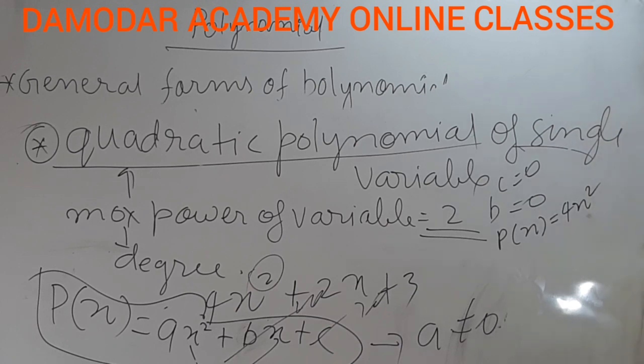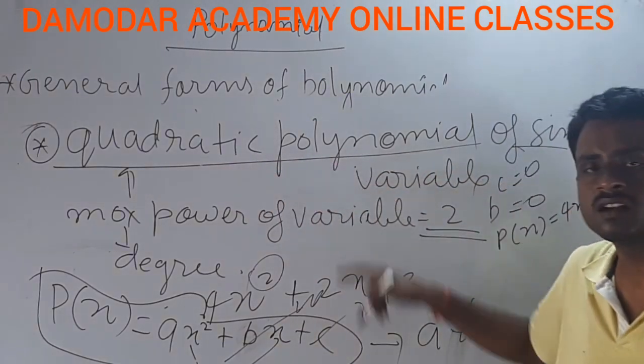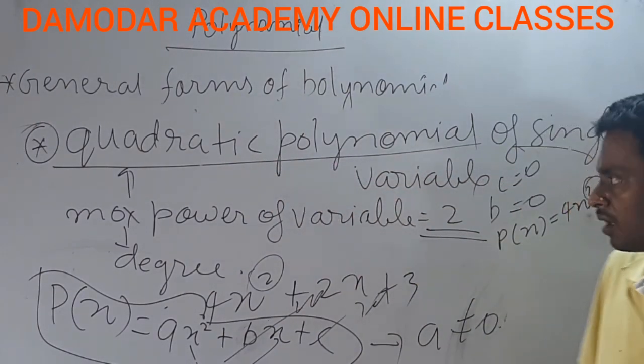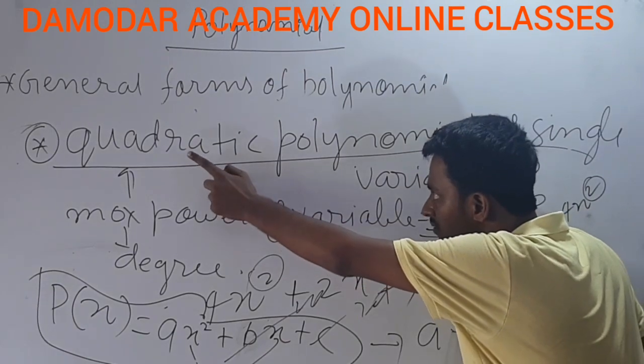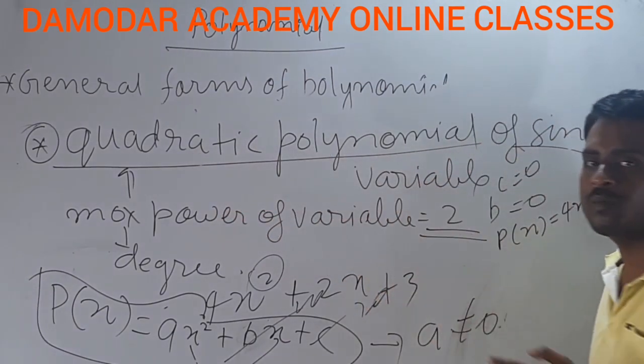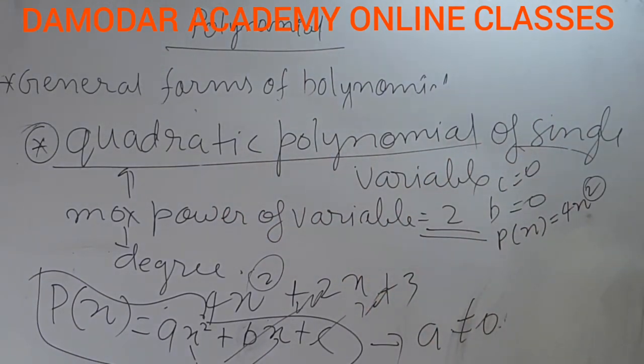What is the degree of these terms? The degree of these terms is 2. And for a quadratic polynomial, the degree must be 2. Means the requirement for a quadratic polynomial is that the degree must be equal to 2. And the degree is equal to 2 for this polynomial also. That means it is a quadratic polynomial.